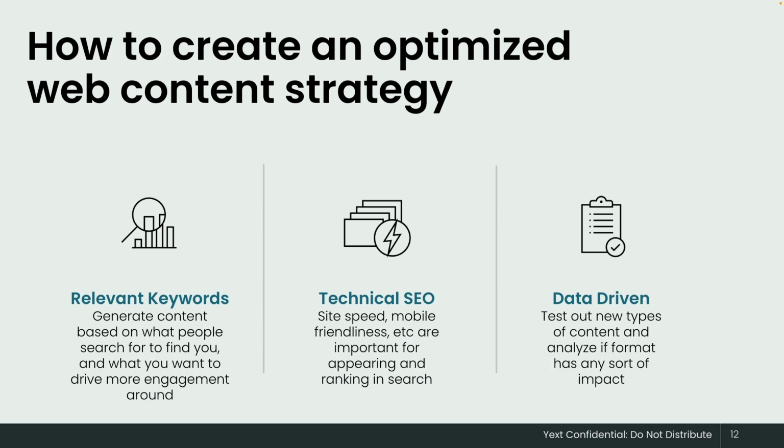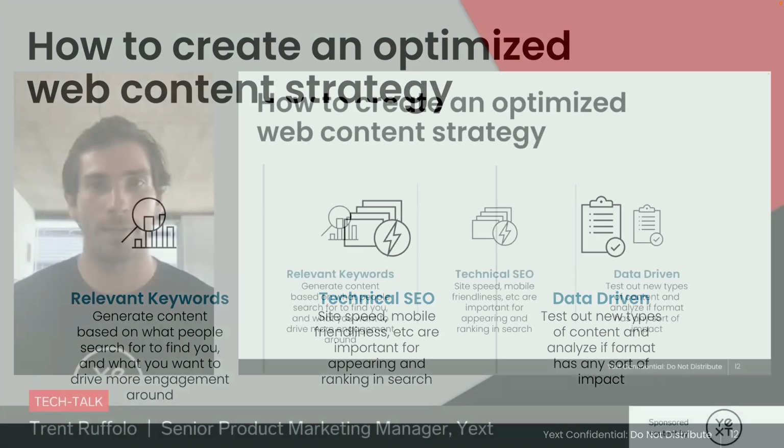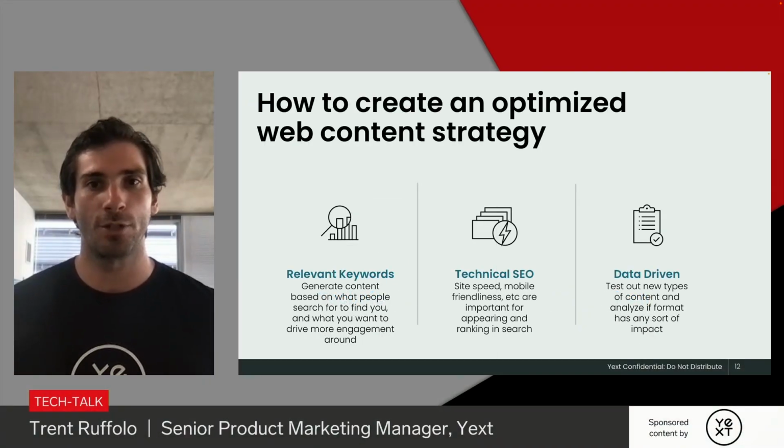So when thinking about how to create an optimized web content strategy, remember, SEO isn't going anywhere. All of those traditional tactics of generating content around your target keywords and ensuring different technical capabilities are met are super important for appearing and ranking in search. But given the differences in how SEO varies from AI-led experiences, it's now more important than ever to be super data-driven. What I mean by that is that the format of a blog or web page, or even the copy that you draft, could have varying results on these different experiences.